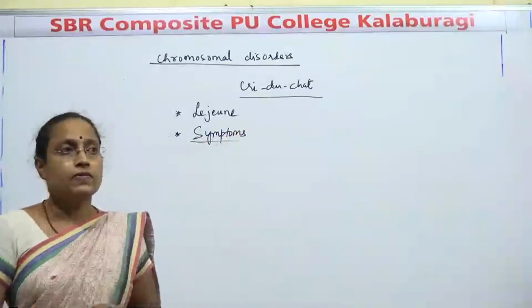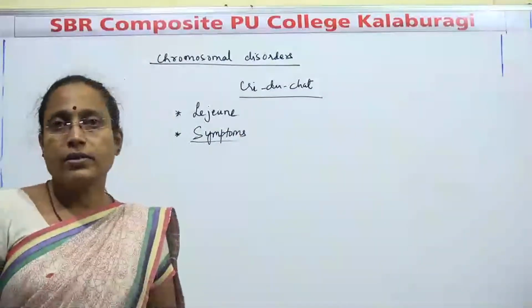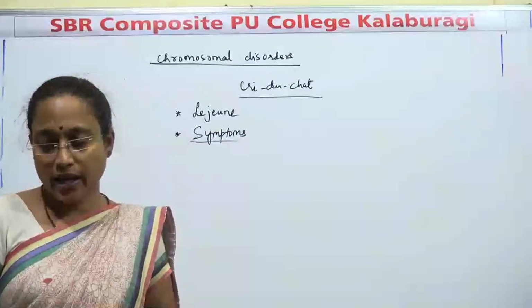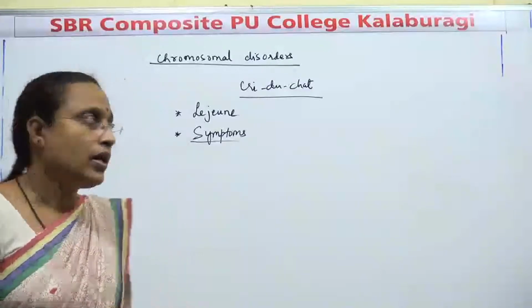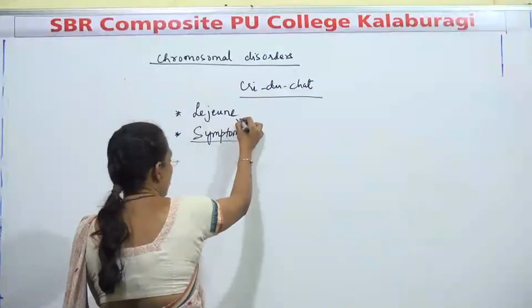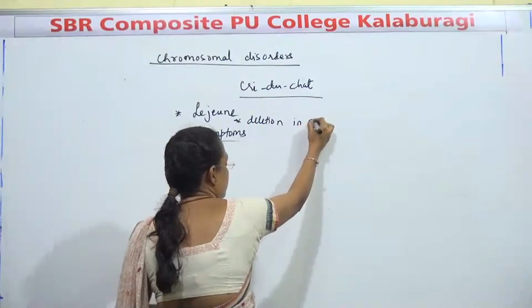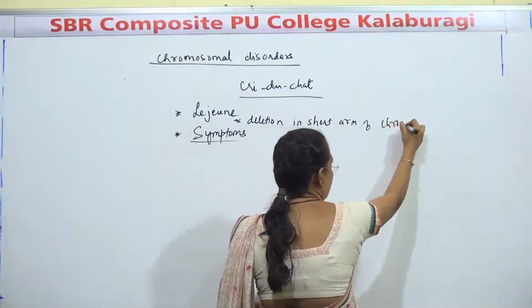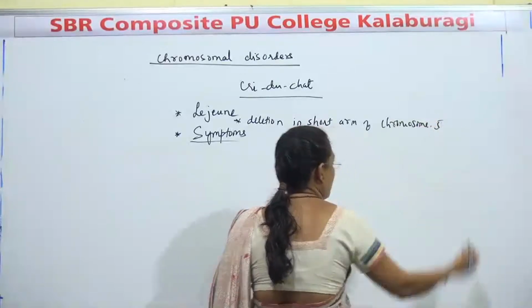One of the symptoms, as you already know, is a change in the voice. Whenever the infant cries, the crying very much resembles that of a cat. So you write this point also: deletion in the short arm of chromosome 5. Chromosome 5.